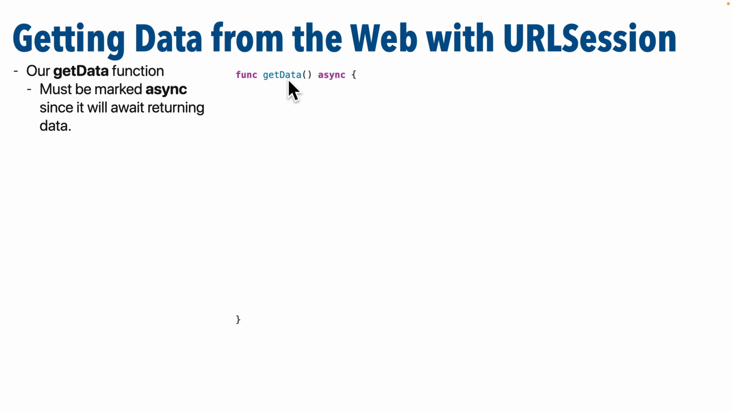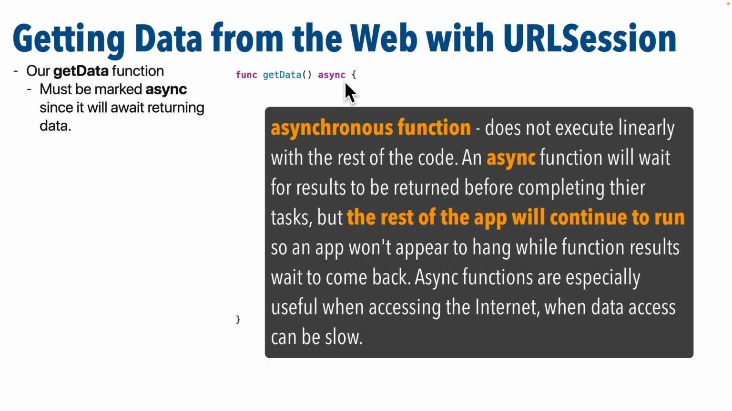And we need to do something that we've not done before. We need to mark the function with the async keyword just before its opening curly. Now, this means that the function is an asynchronous function. It'll run, and the rest of the code doesn't have to wait around for the results to be returned.